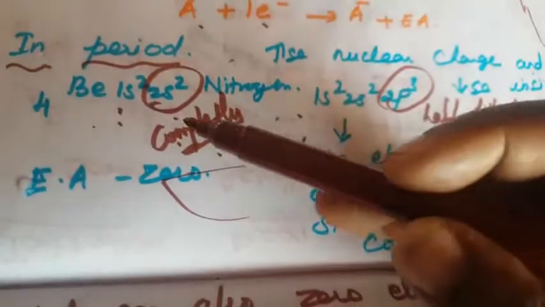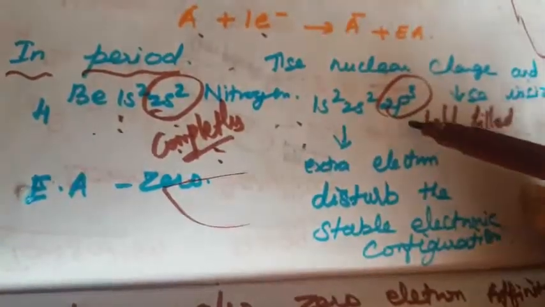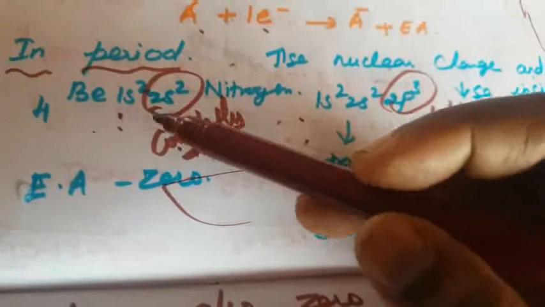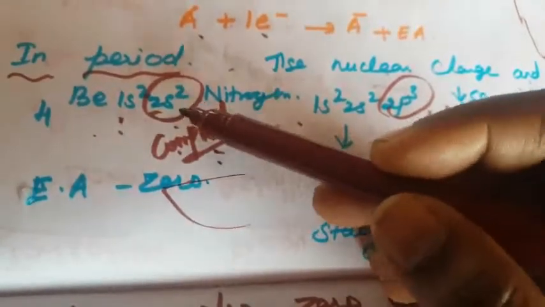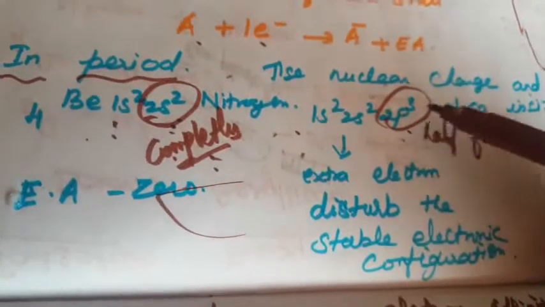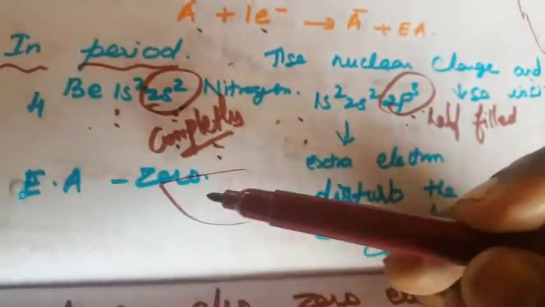First, write the electronic configuration of beryllium and of nitrogen. Then write that the outermost valence electrons are completely filled in beryllium and half-filled in nitrogen. That gives extra stability to the electronic configuration, and adding an electron disturbs it, so the electron affinity is zero for beryllium and nitrogen.